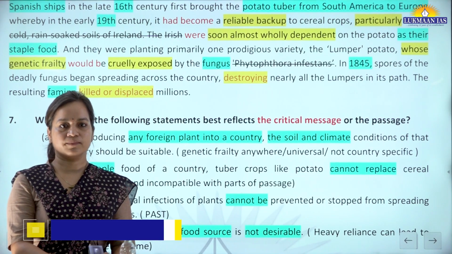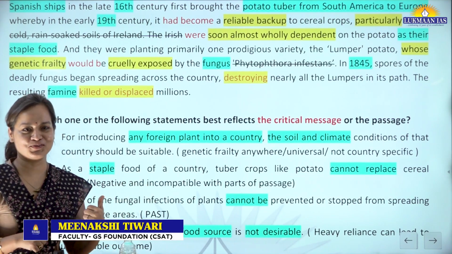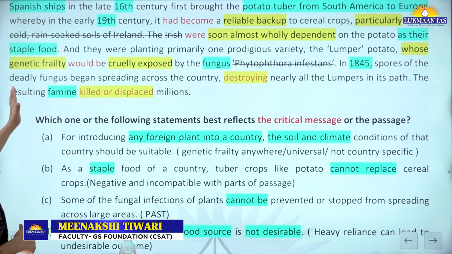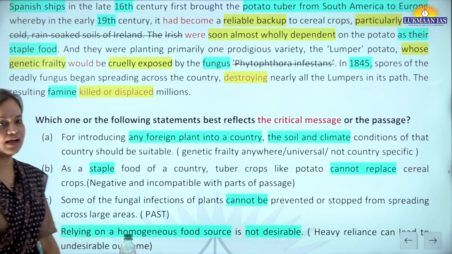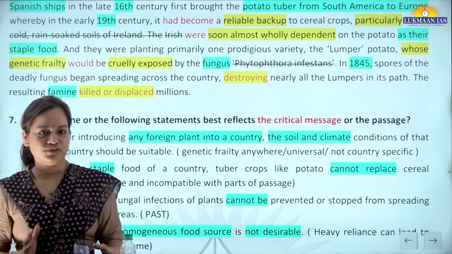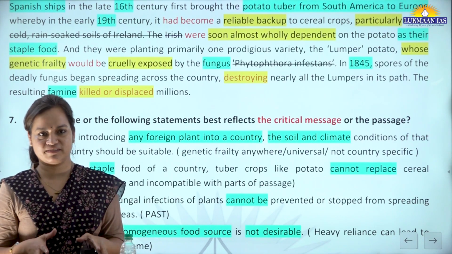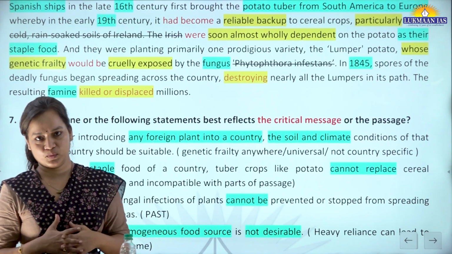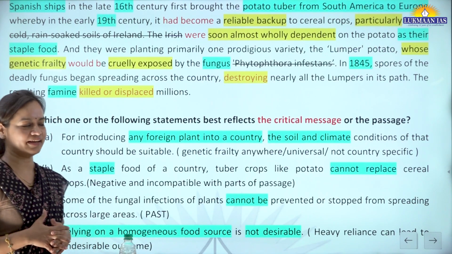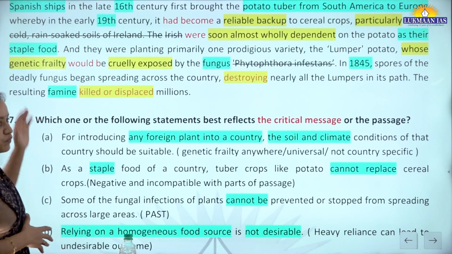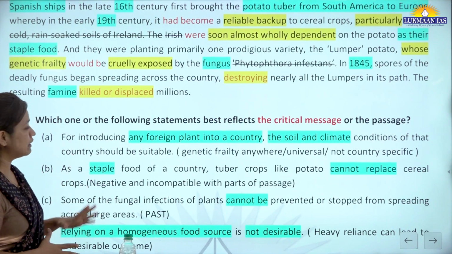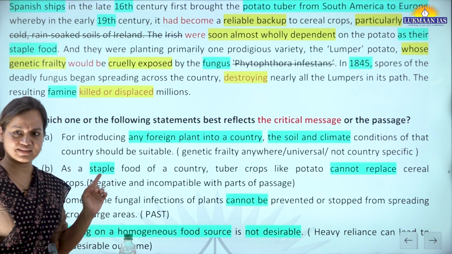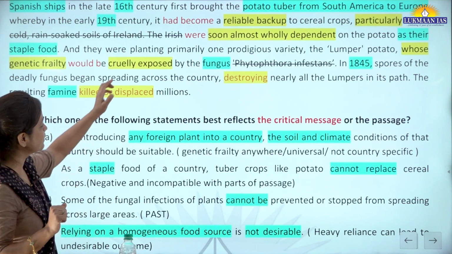All right, look at the passage on the board. 2020 paper, Spanish ships in the late 16th century. I have highlighted a few parts of this passage in yellow and blue. Focus on them quickly. We're talking about nouns like Spanish ships. Is there a timeline? 16th century, 19th century?